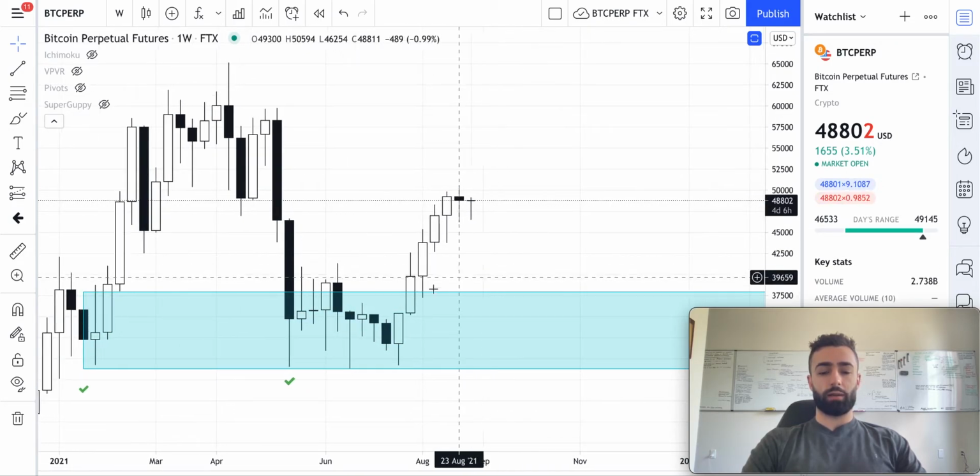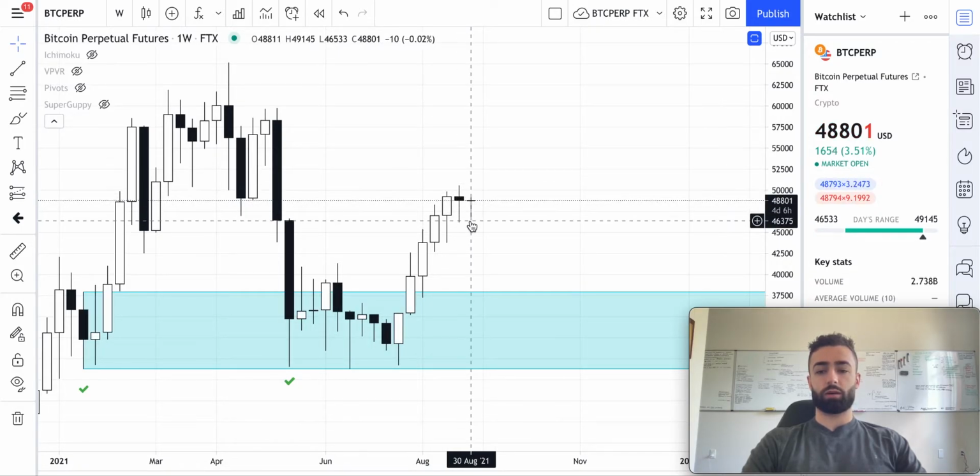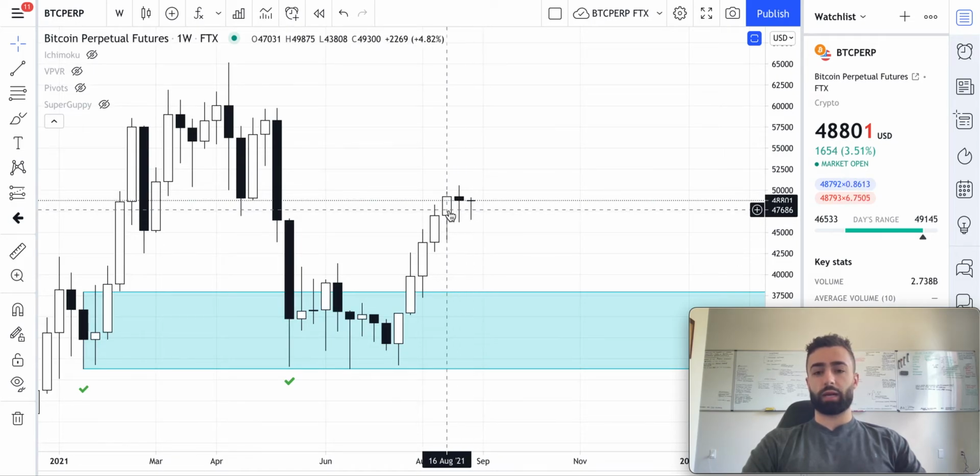So the combination of all of those factors leads me to believe that more than likely we're going to be setting our high either this week or next week. So I'm keeping an eye on that.